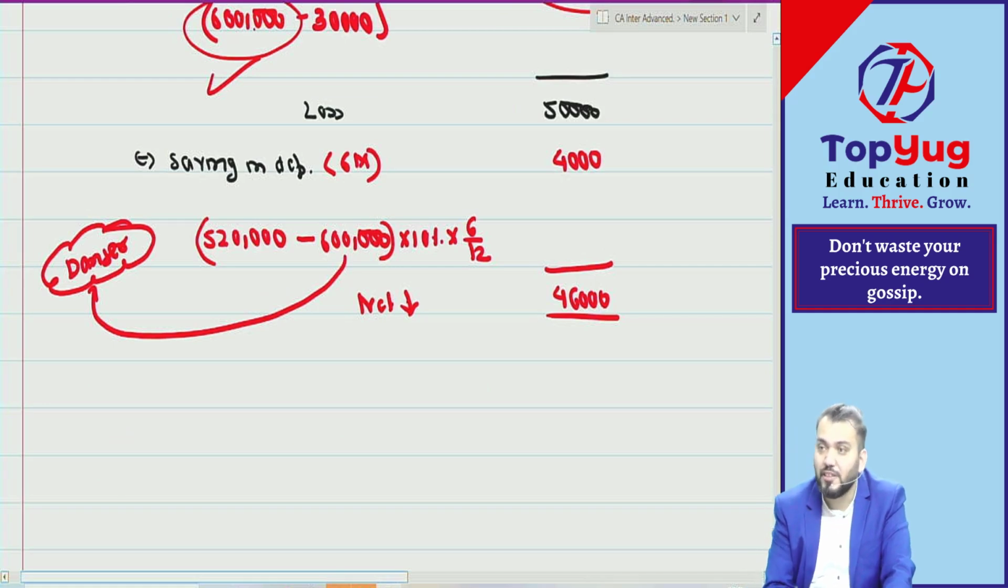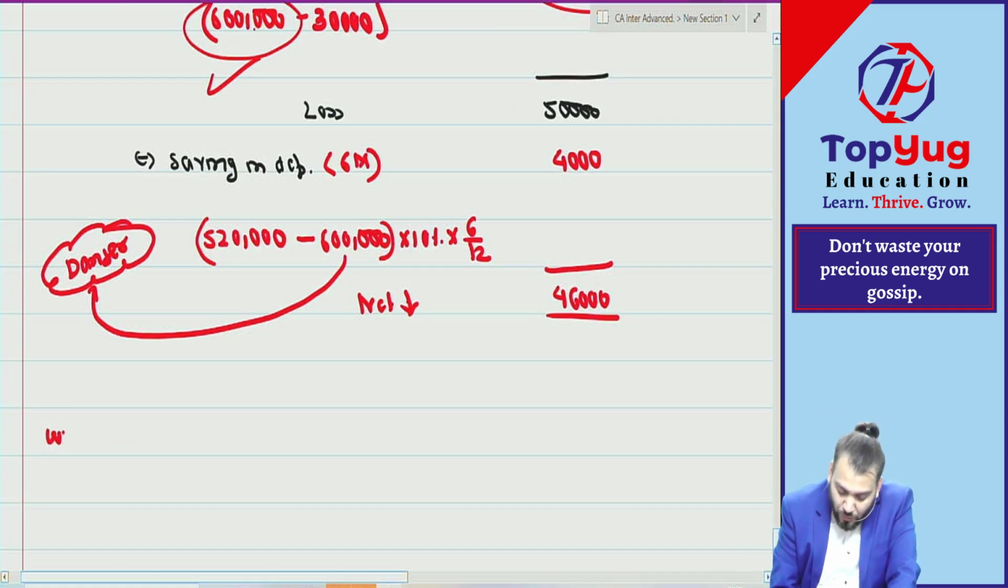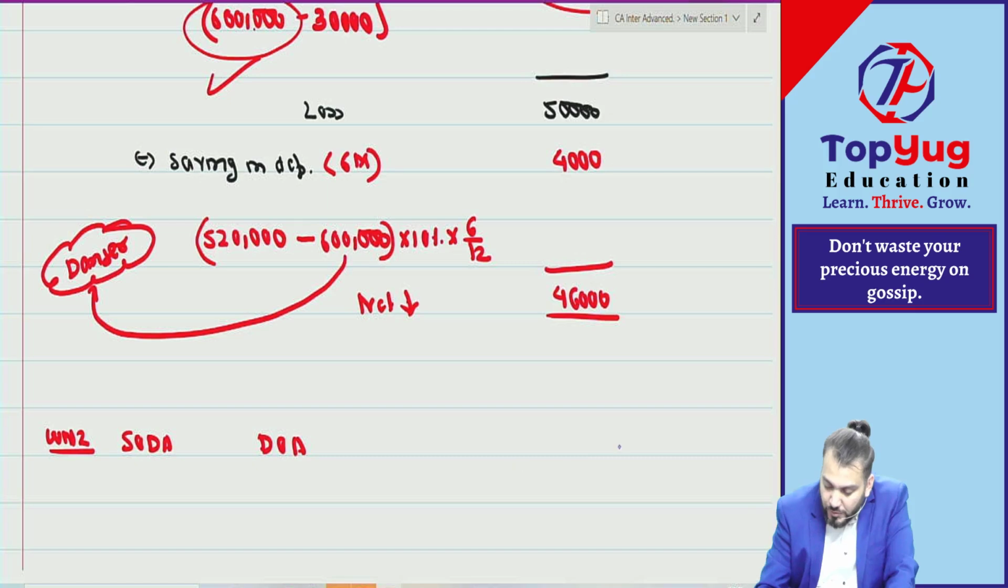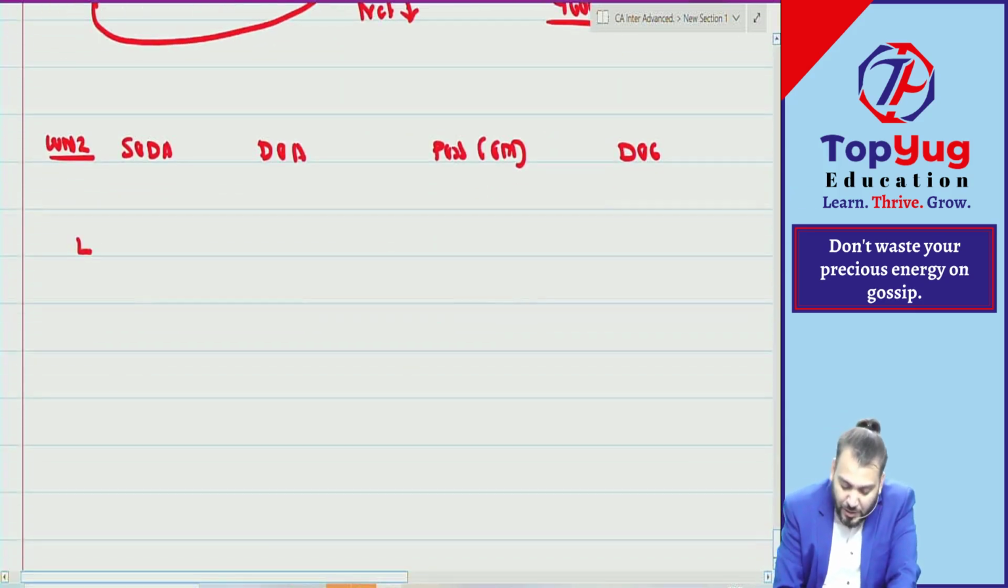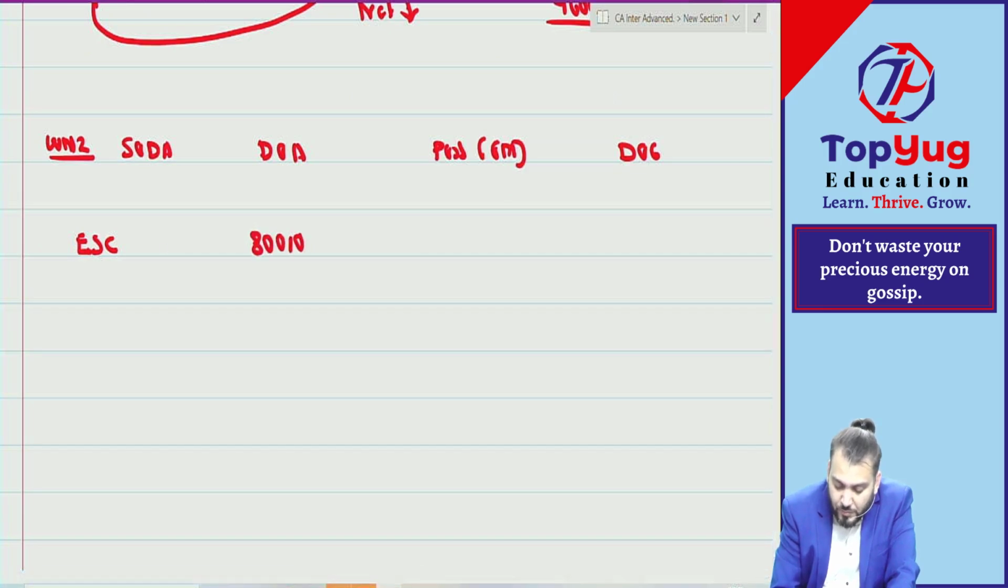Have you understood the first working note? Second working note, what will we do? SONA. Date of acquisition, date of consolidation, and post. Post is 6 months. Can you give me what is the equity share capital? 8 lakh. Correct.